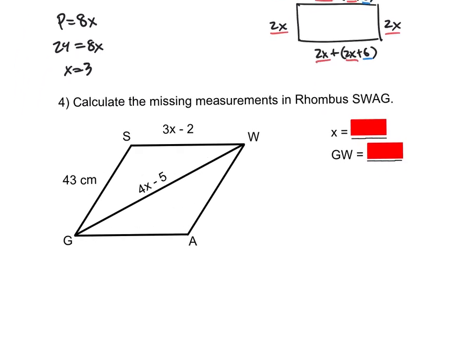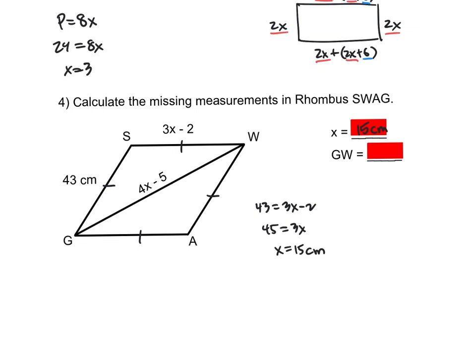Okay, let's use the properties of a rhombus in the last example here. In a rhombus, I know that all sides are equal. Therefore, I could say that 43 is equal to 3x minus 2. I'm going to add 2 and divide by 3. So it looks like x equals 15 centimeters.